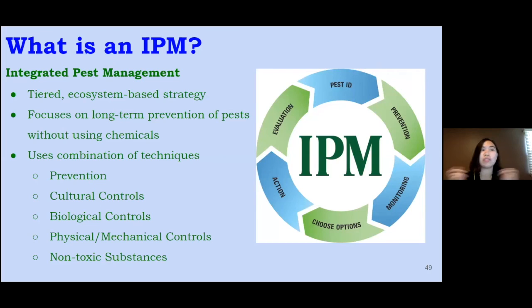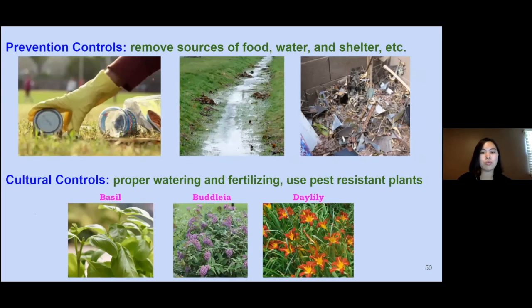So jumping off on that, I'm going to talk a little bit now about what IPMs are. An IPM is a tiered ecosystem-based strategy that focuses on long-term prevention of pests without using chemicals. It uses a combination of techniques, prevention controls, which can remove sources of food, water, and shelter. So this includes cultural controls, biological controls, physical and mechanical controls, and non-toxic substances.